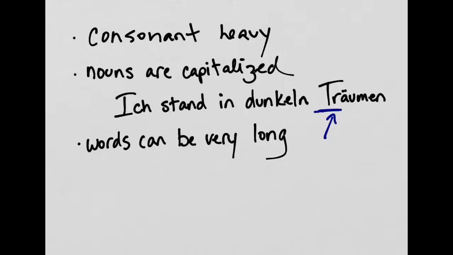Oh, another thing to point out. Do you see these two little dots? That's called an umlaut. We will be seeing them a lot in this language. It affects the pronunciation of the vowel. More videos on that to come.